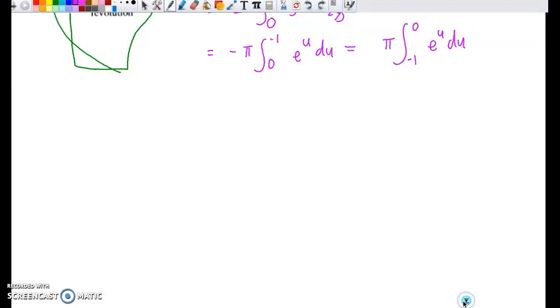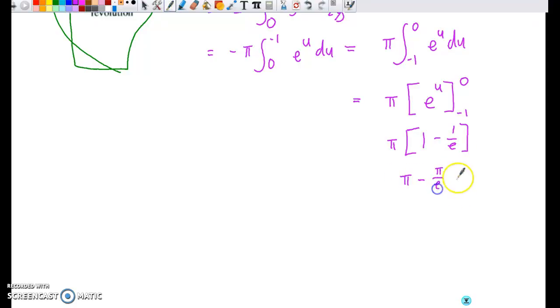And of course, well, it went all the way down. Not sure why it jumped so far. So I have pi times the integral of e to the u, which is, thank goodness, e to the u, evaluated from negative 1 to 0. So it's going to be pi times 1, e to the 0 is 1, minus, oops, that was weird, ghost pen, minus 1 over e, it's e to the negative 1. So therefore you have pi minus pi over e, units to the third power.